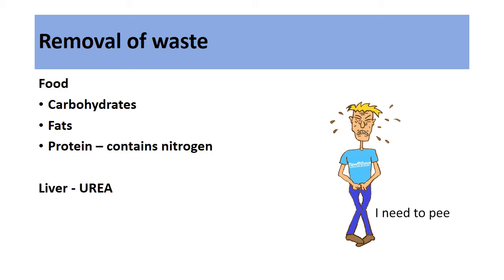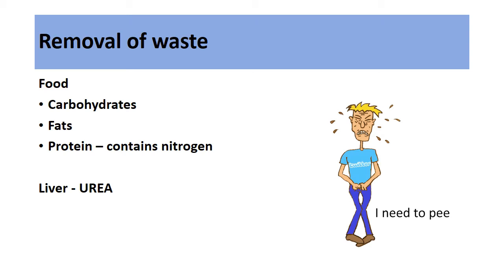As we said, the removal of waste is important. We've already spoken about carbon dioxide, and the problem with carbon dioxide is that it dissolves in water and forms carbonic acid, which then increases the acidity of your blood. So it needs to be removed to help keep you healthy and keep you functioning, because it affects the enzymes.